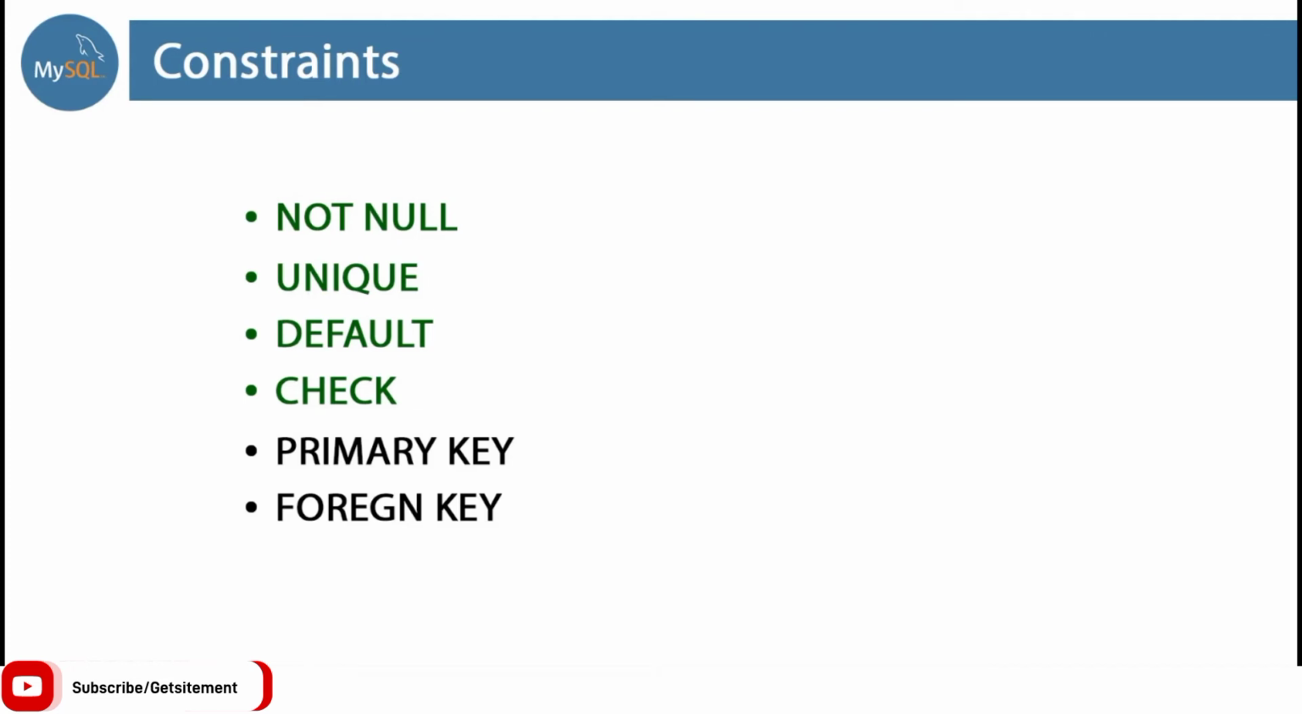As I told you earlier, constraint means restrictions to our table's columns. Our primary key and foreign key also work as a restriction. So first, let's try to understand what a primary key is.